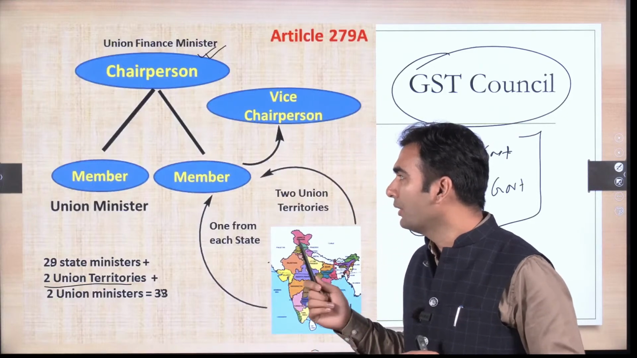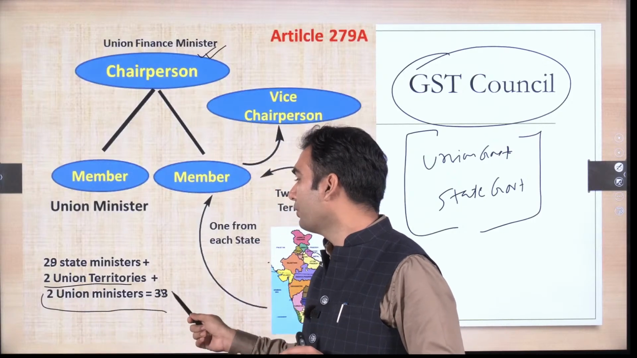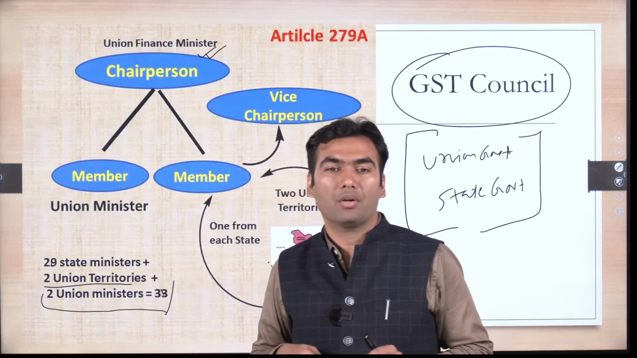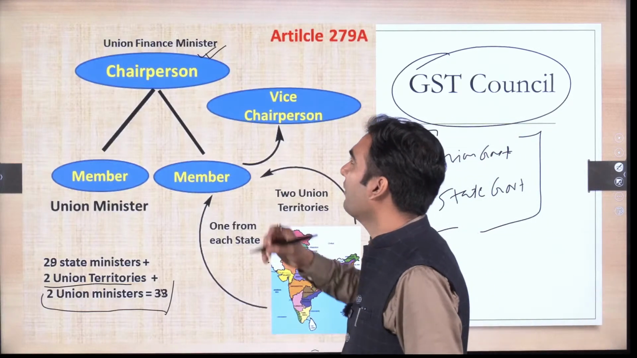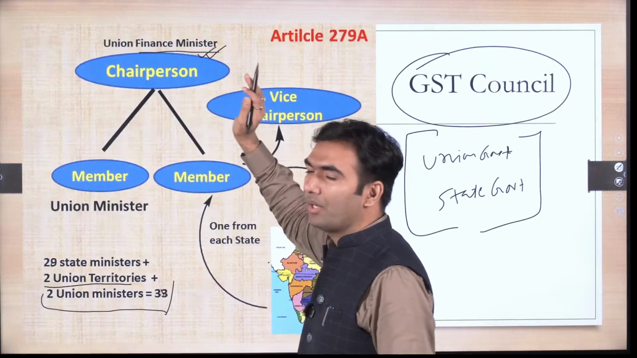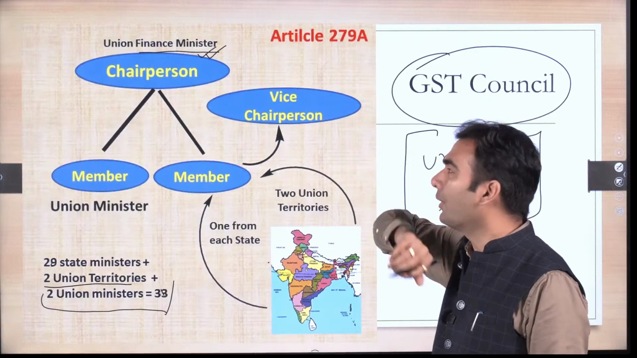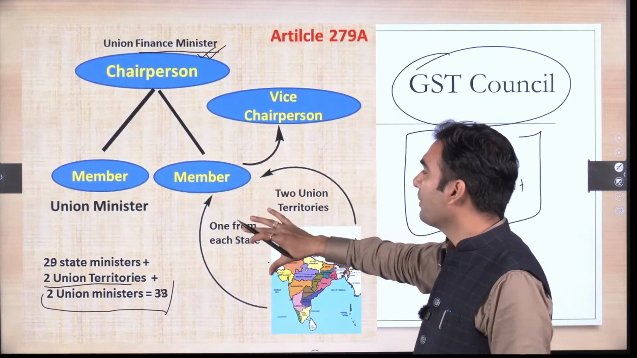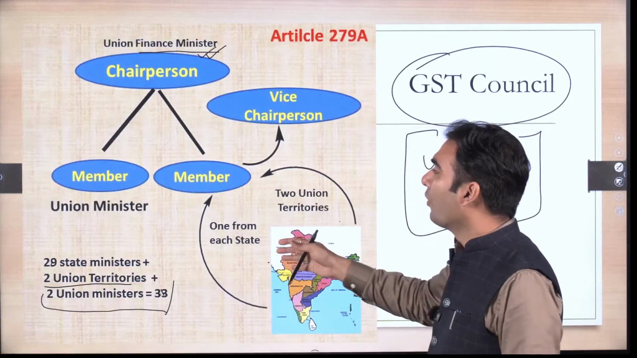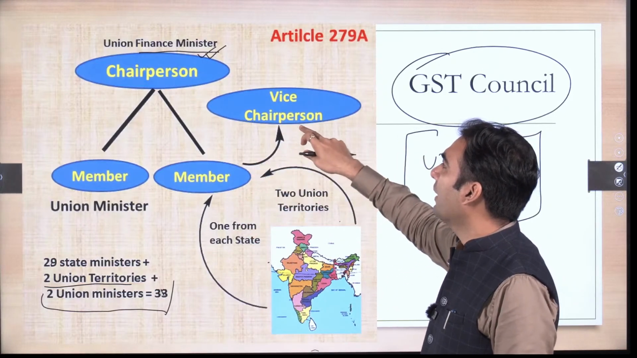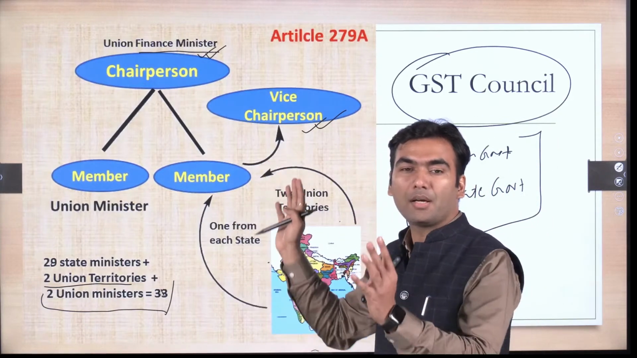And in the union government, one is the union finance minister. Apart from that, two other union ministers are also members of the GST Council. The chairman is ex officio. The union finance minister is the chairman, so whoever is the union finance minister, he or she is going to be the chairman of the GST Council. Apart from that, one of the members on rotation, among these states and union territories, will become the vice chairperson. So this is the composition of the GST Council.